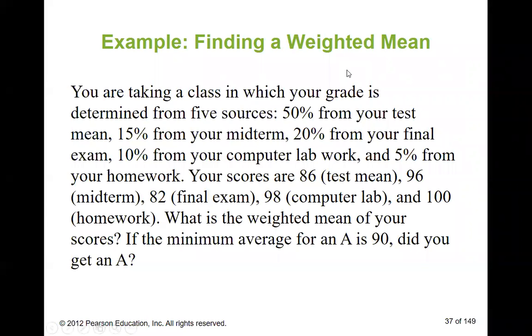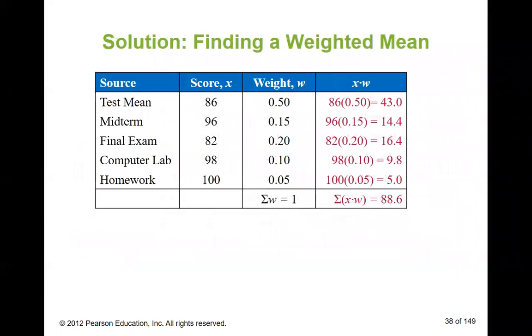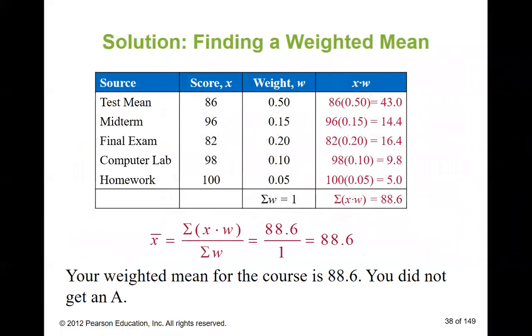Okay, so once you have calculated those, you can see that you will take your category score times the weight, and because the sum of all the weights is 1, when you add up everything over here, that would be your final grade, 88.6. Unless the professor is very generous, he doesn't get the A.